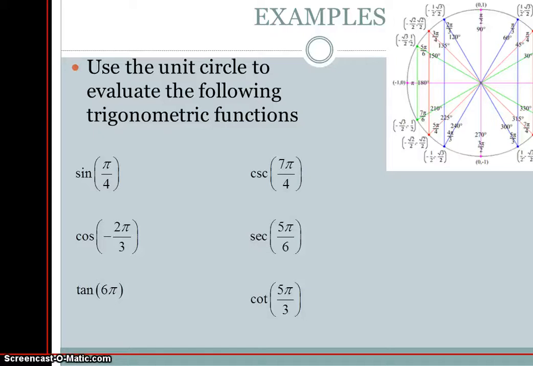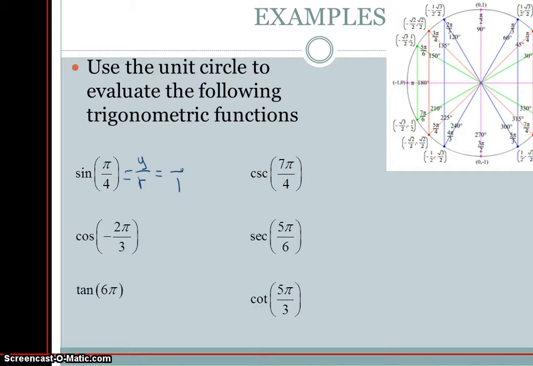So what we're going to do now is use the unit circle to evaluate the following trigonometric functions. The first one: we want to evaluate the sine of pi over 4. Our key thing is we want to go over to pi over 4, which we know is 45 degrees. And remember from the previous slide that the sine function is the y coordinate over the radius. In this case, since we're on the unit circle, our radius has a measure of 1.